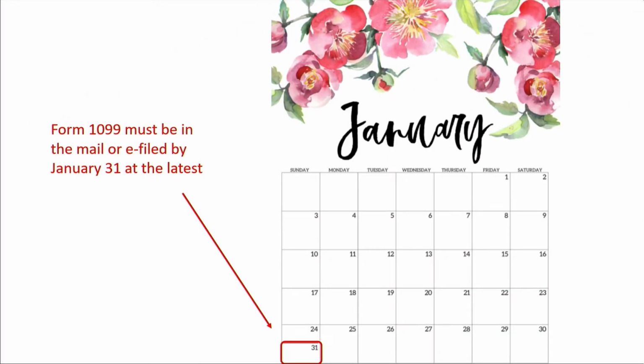Form 1099 for a particular calendar year must be in the mail or e-filed by January 31 of the next year at the latest. Some years they adjust it because the 31st is not a business day, but in general that is the deadline. One copy goes to the person or business, another copy goes to the IRS, along with Form 1096 as a cover sheet.